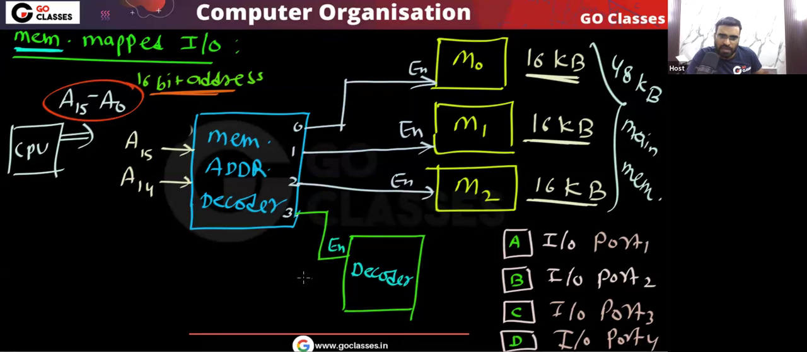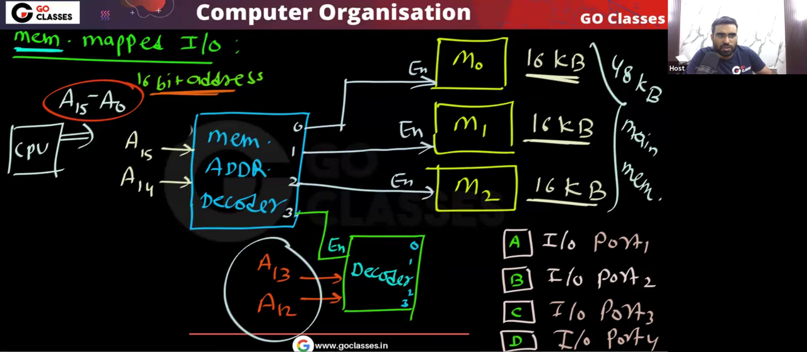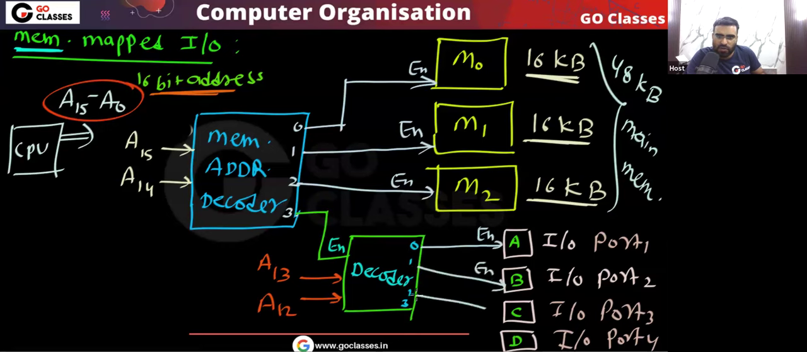Let's assume in this decoder I'm using A13 and A12 to select these IO ports. Again, the same thing, outputs 0 1 2 3. If these are 0 0, then this port will be selected. This port will be enabled. If you have 0 1, then this port will be enabled. If you have 1 0, then this port will be enabled. And if you have 1 1, then this port will be enabled. Is this clear? So, very simple point.